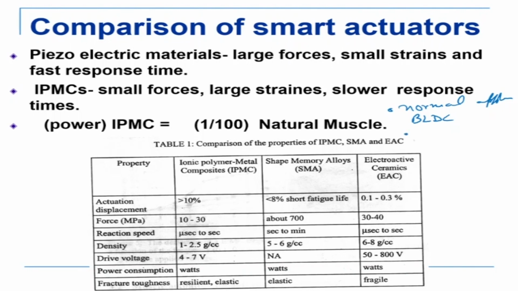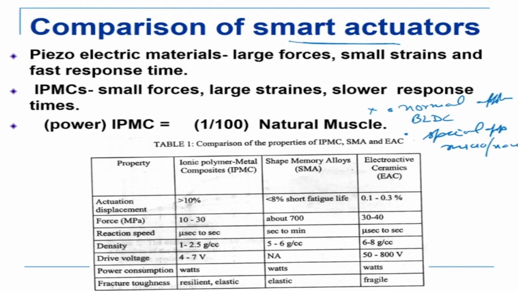But if you're looking at special applications, say micro, nano applications, or very small applications, then we cannot use BLDC motors anymore. We have to choose some other kind of motor. In that case, you'll have to choose an actuator which is normally smart. That would mean smart material based actuators or IPMC based actuators.